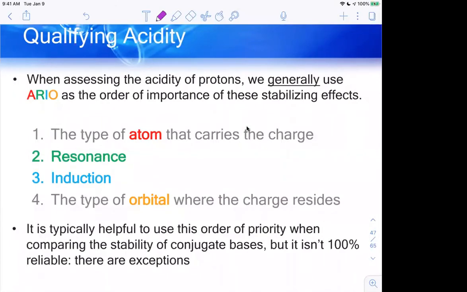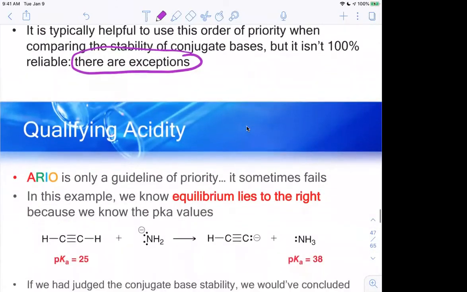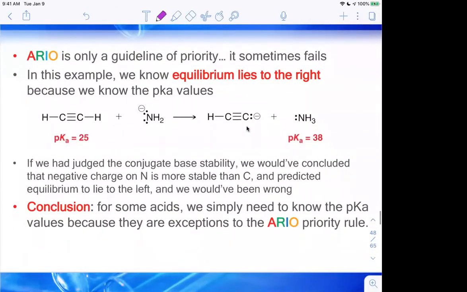So I'm going to generally use ARIO if I don't have my pKa chart. I look at the atom, then I look at resonance, then I look at induction, then I look at the orbital. And it's actually typical that I look at these different features in this order: atom, then resonance, then induction, then orbital. But note, with every rule, there are also exceptions. So ARIO is a guideline, and sometimes it fails.